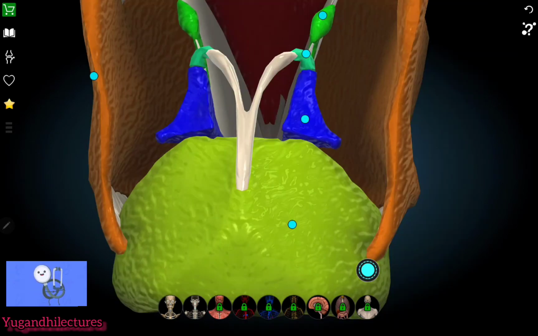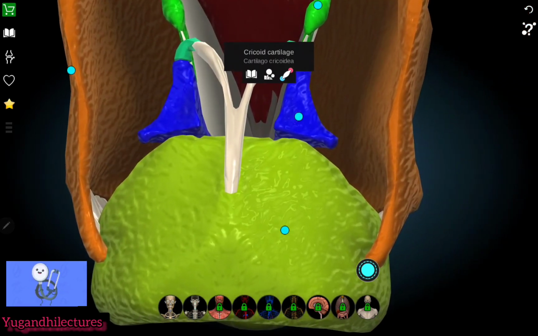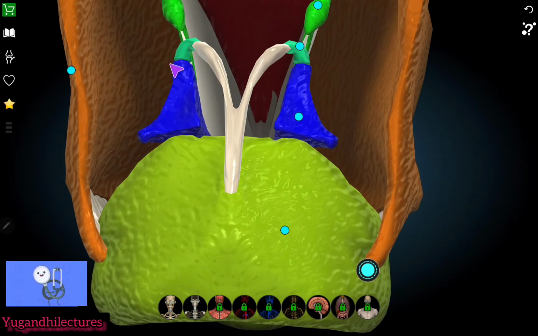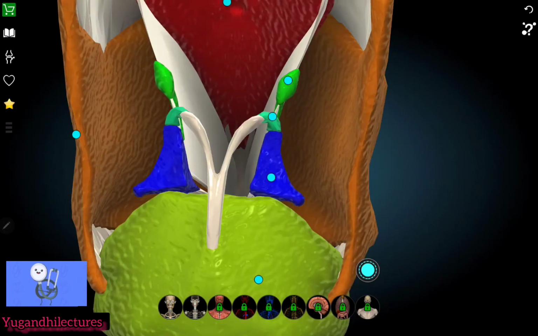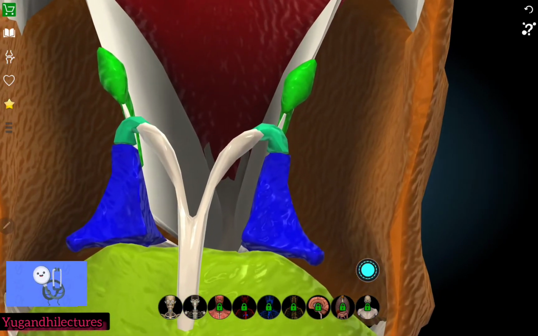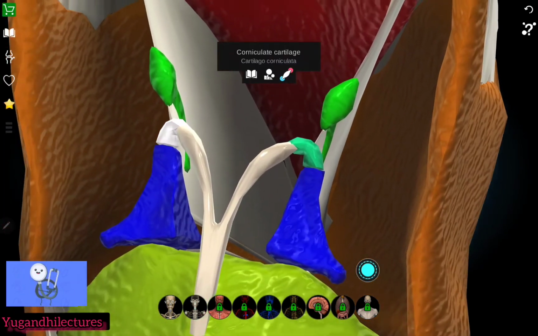Coming to the size and shape of the arytenoid cartilage. It is smaller in size as compared to the thyroid and the cricoid cartilage, and it is pyramidal in shape. You can appreciate its shape. Coming to the apex of the arytenoid cartilage, you can see here the apex is curved somewhat posteromedially so that it could articulate with the corniculate cartilage.